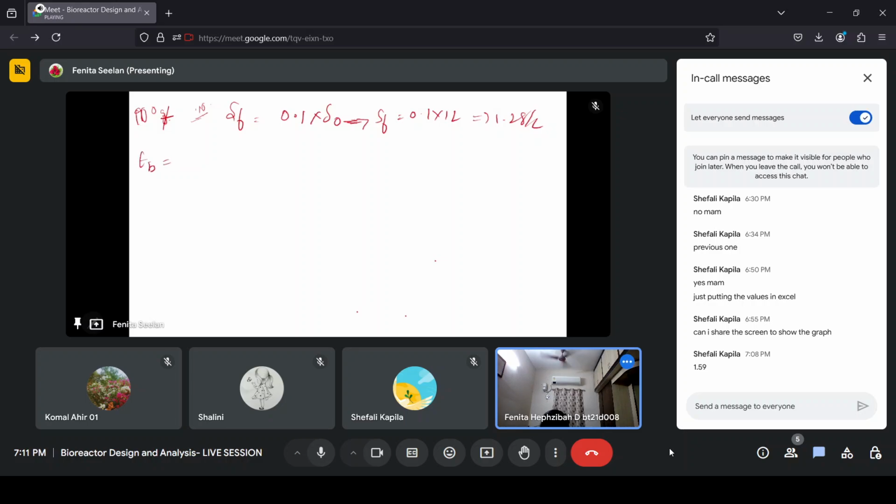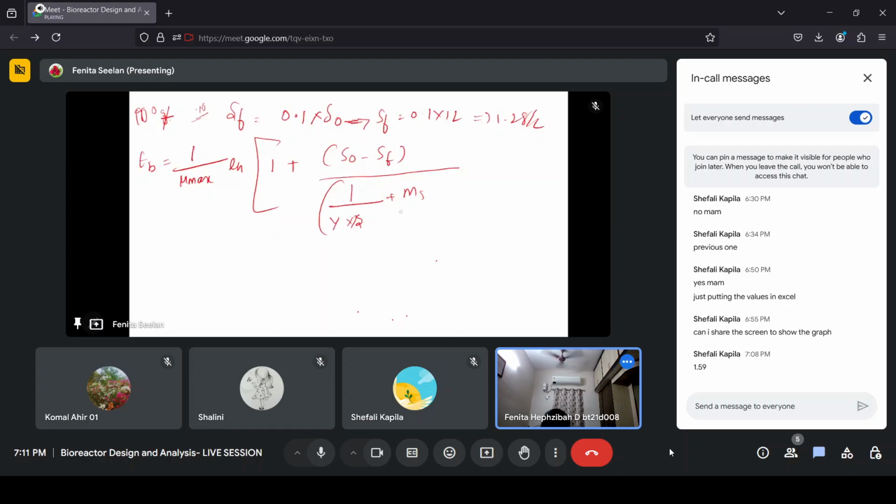The question is 1 by mu max ln of 1 plus (S naught minus SF) divided by (1 by Yx plus Ms by mu max) into X naught.